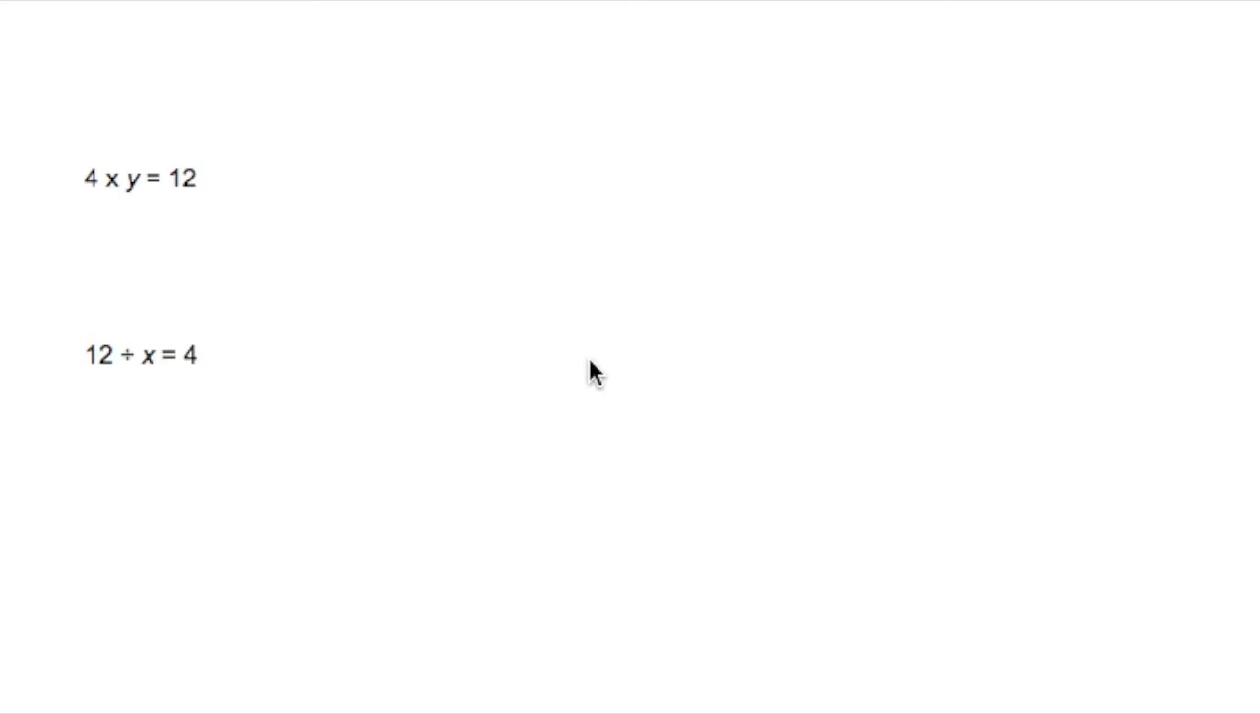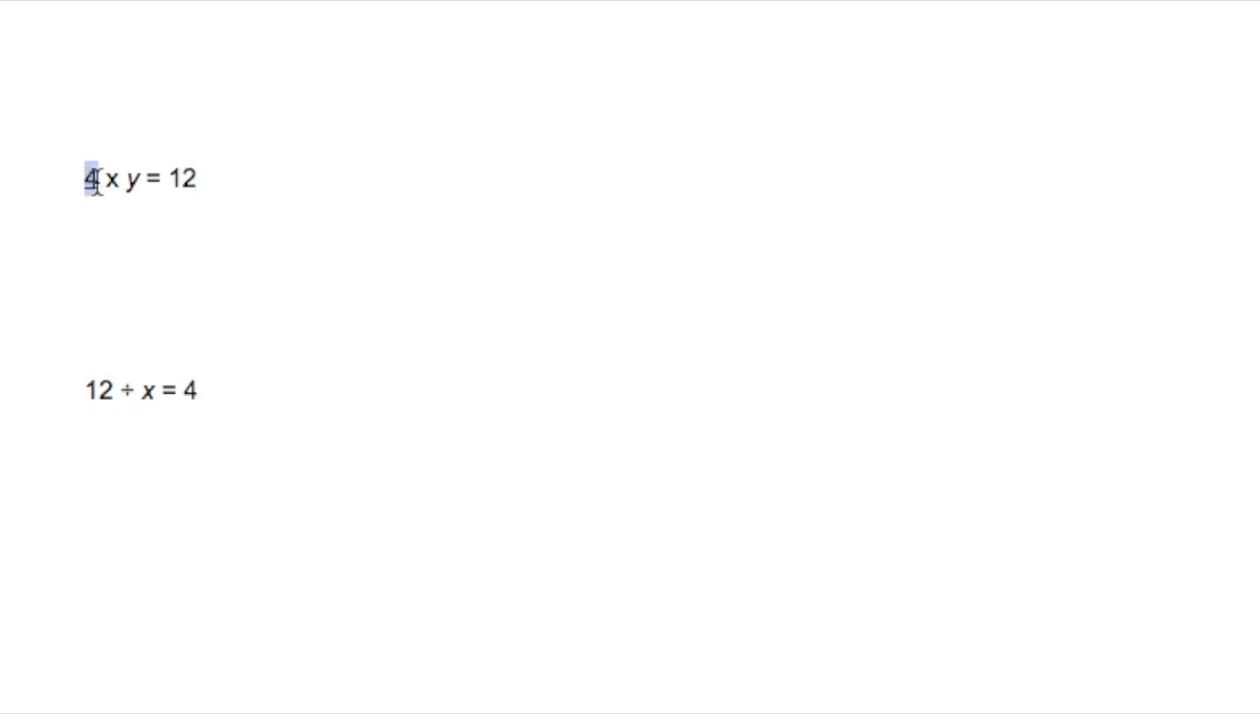Alright, so today we're going to talk about doing single operation division in algebra. So we have two different expressions up here. We have 4 multiplied by y equals 12 and 12 divided by x equals 4. Now both of these use the same parts, and we know that multiplication and division are inverse operations, but we can't solve these the same way. So let's take a look up at the multiplication one first.